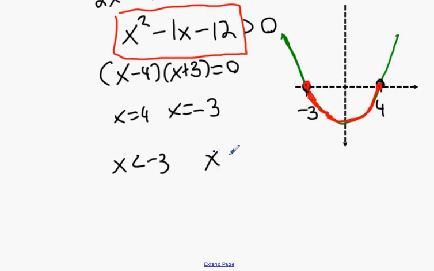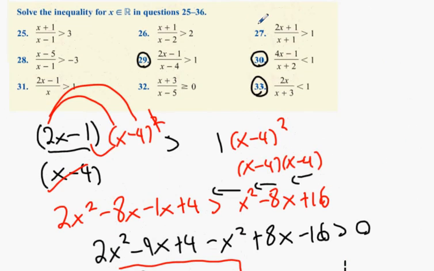Same thing for 4. Any value bigger than 4 will give you a number that's positive. A y value that's positive. So therefore it's above the x-axis. Everybody cool with that? Okay.